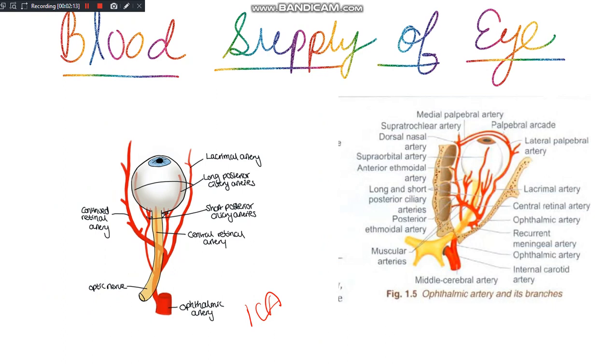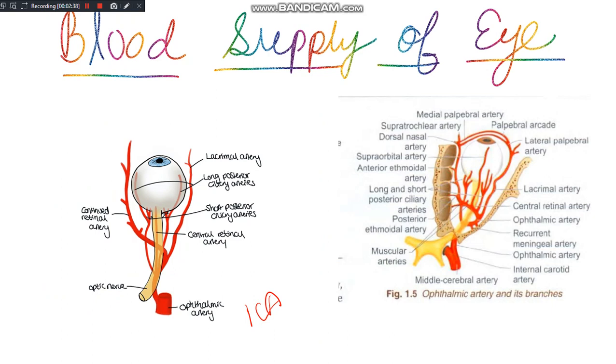Fine. Now, if there is a posterior ciliary artery, there must be an anterior ciliary artery. Yes, so there is an anterior ciliary artery, and they are also known as the muscular arteries. They are known as muscular arteries because they will pierce a few muscles before supplying the eyeball.